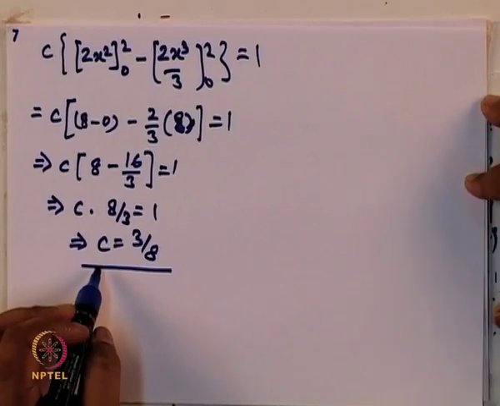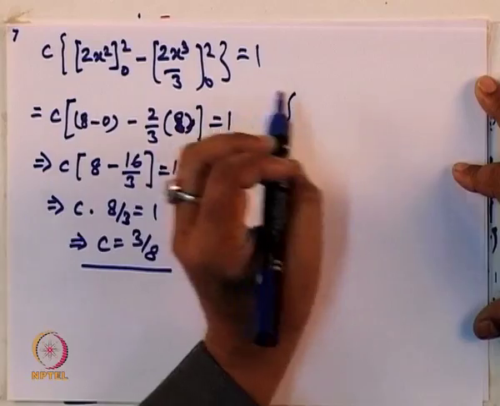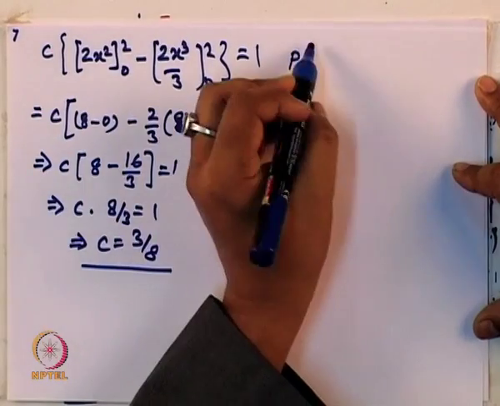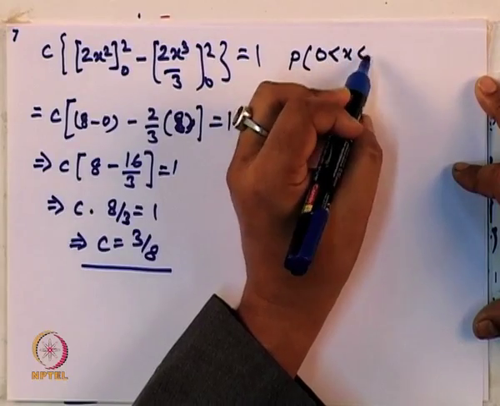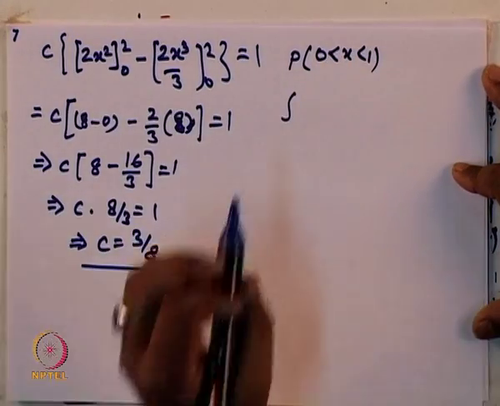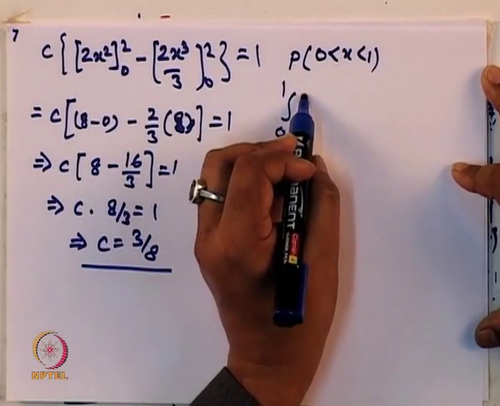So, let us assume this is right, we can compute what is the probability of 0 less than x less than 1. I can compute that probability as the integral from 0 to 1. Okay. c is now 3 by 8.